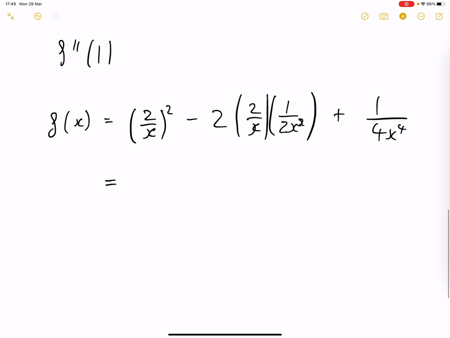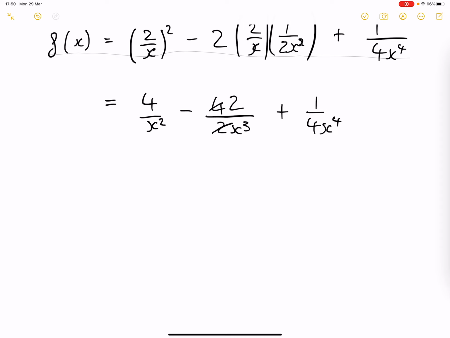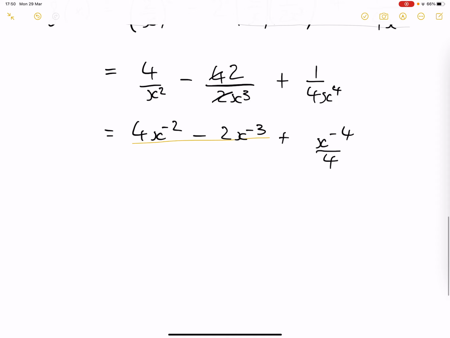And that will be equal to 4 over x squared minus 4 over 2x cubed. The 2 and the 4 will cancel to give 2 over x cubed, plus 1 over 4x to the 4. And I'm now going to write this as 4x to the minus 2 minus 2x to the minus 3 plus 1 over 4 times x to the minus 4. That's a common mistake, to bring the whole denominator up. You shouldn't do that. Obviously, I did that on purpose.